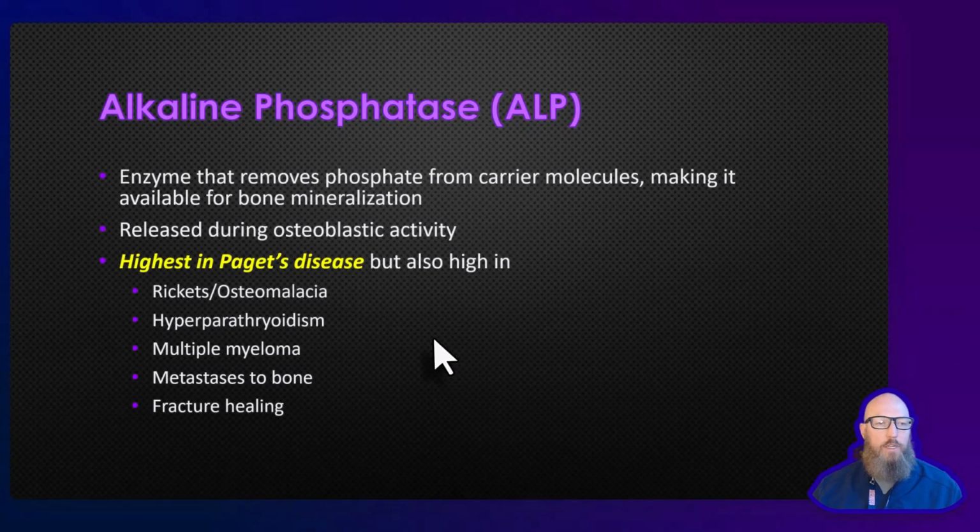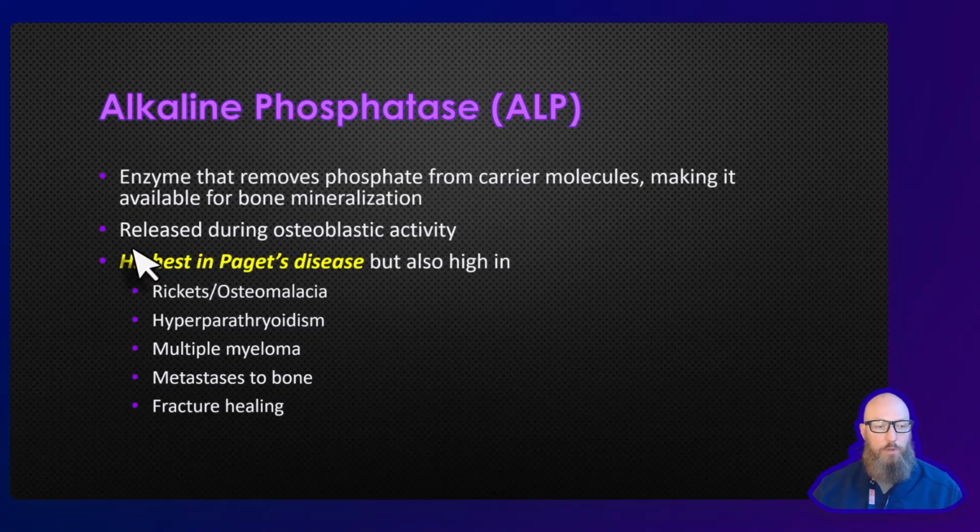All right, one last one here, and that's alkaline phosphatase I want to talk a little bit about. This is an enzyme that removes phosphate from carrier molecules, making it available for bone mineralization. And so really active during osteoblastic activity. So any disease that's going to increase bone turnover, and even in fracture healing, that's going to cause an increased level of alkaline phosphatase, or ALP.